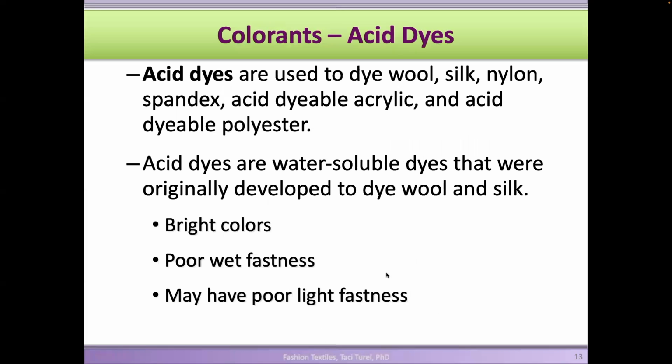Now let's start talking about different kinds of dyes. I won't go into too much detail, but there are acid dyes. Acid dyes are used to dye wool, silk, nylon, spandex. These are water soluble, and they were originally developed only to dye wool and silk. They give bright colors, but they don't last very long. Every time you launder your products, you may lose a little bit of the color. And they have poor light fastness.